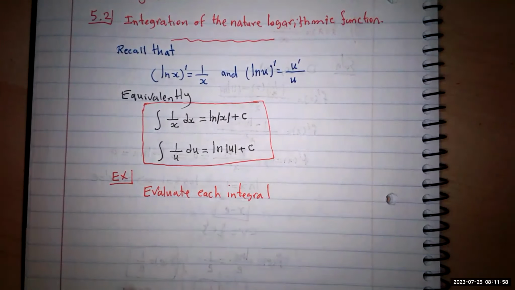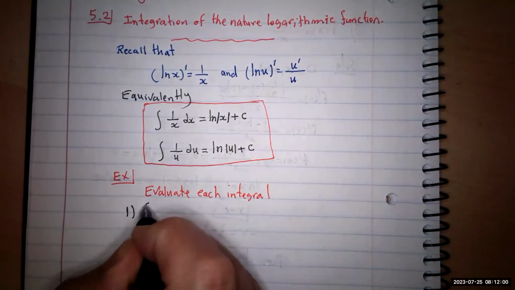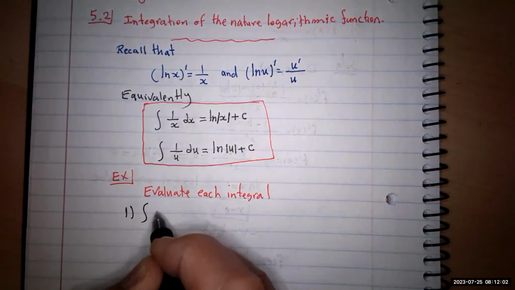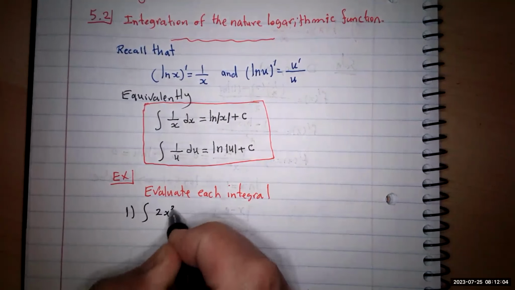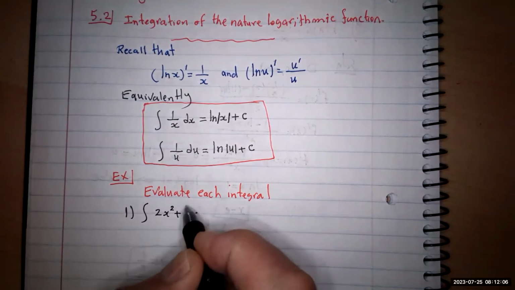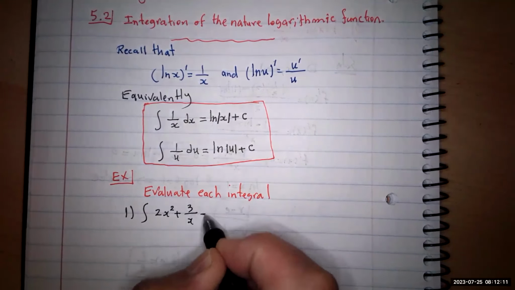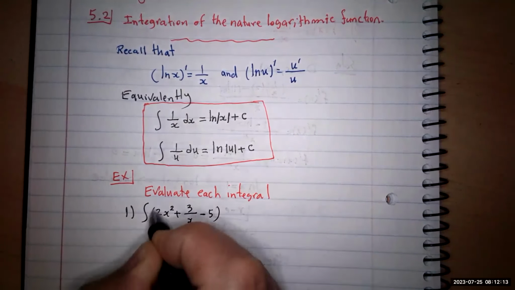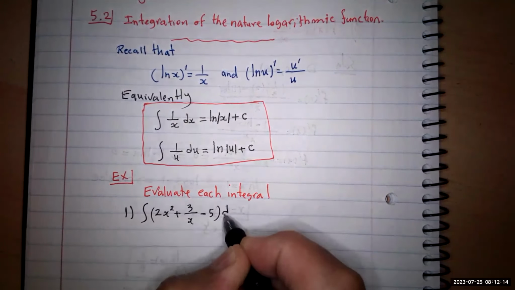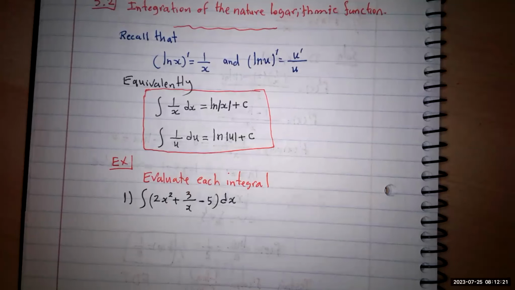The first one is just an ordinary function. So we want to find the integral of, let's say, 2x squared plus 3 over x minus 5 dx. This is the one. Remember, when we want to integrate, we check to see if there is going to be any rational expression. We change it. But look at this one.